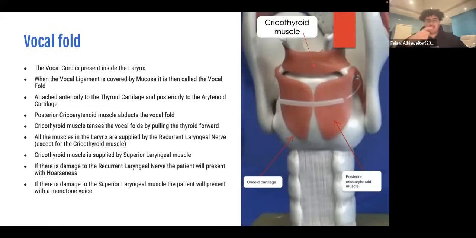When someone gets that nerve damage, usually in thyroid surgery, they lose their voice range and become monotonous. That means the tone does not change. Even if they try to change their tone, as if they were screaming, they cannot. That's what happens when you damage your superior laryngeal nerve.